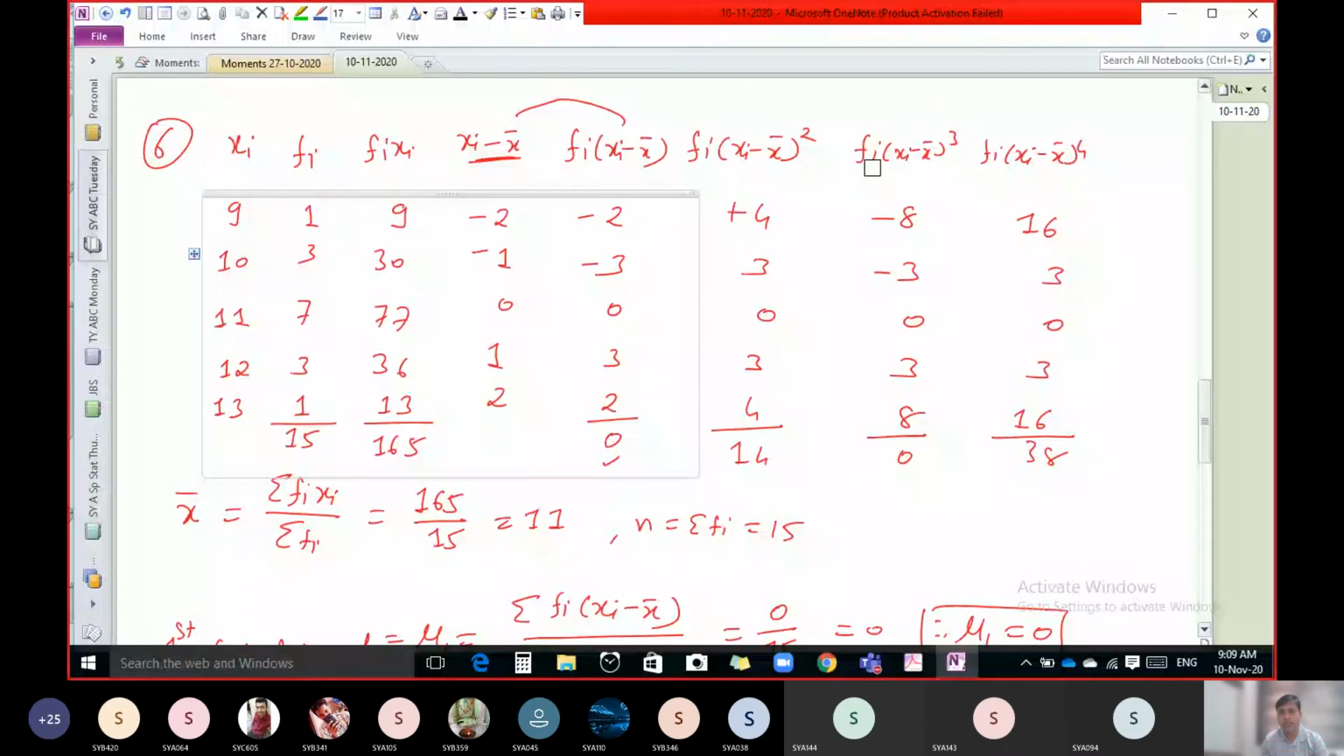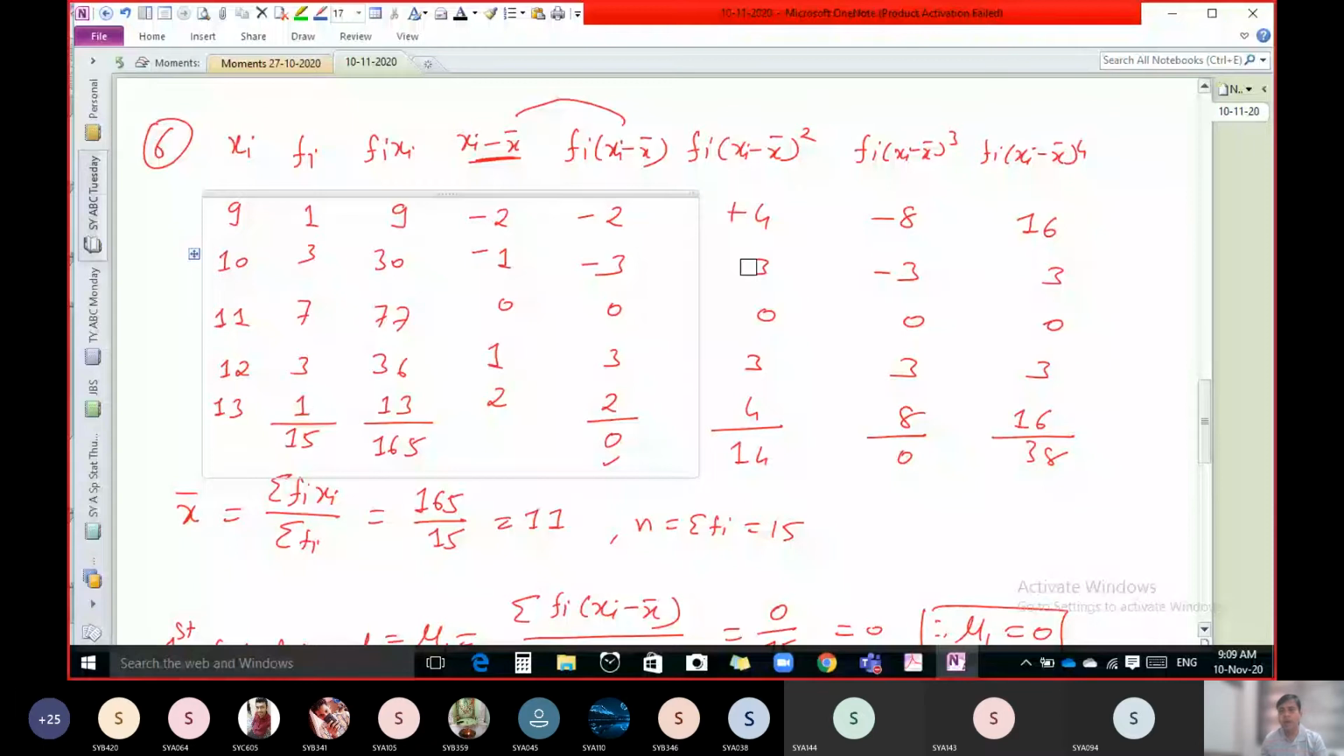Now we require to multiply this with xi minus x bar. So we get fi into xi minus x bar the whole cube. So multiply minus 4 with minus 2, plus 4 with minus 2, we get minus 8. Minus 1 into 3, we get minus 3. 0 into anything is 0. 1 into 3 is 3. And 2 into 4, 8. Total of that is 0.